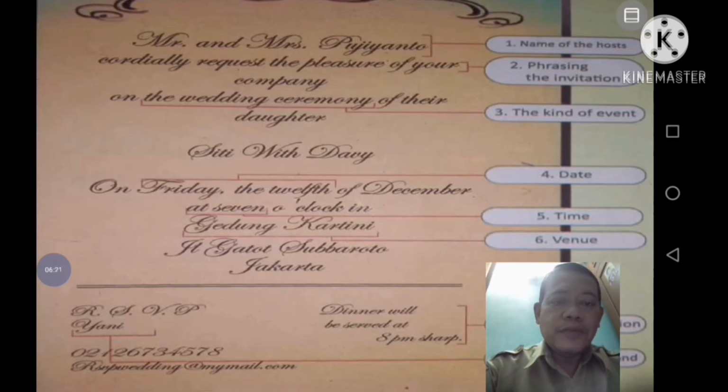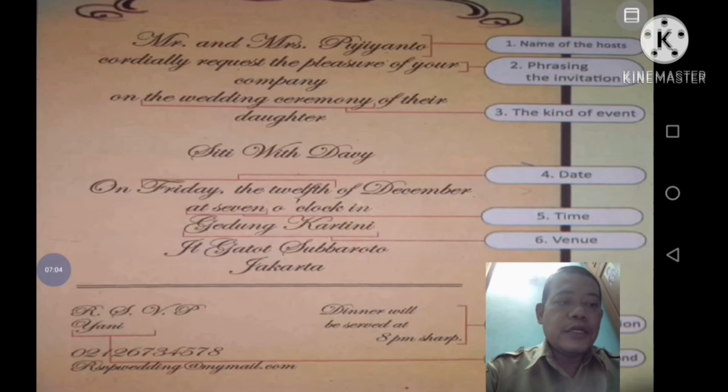And look at this. There is the abbreviation RSVP. Do you know this, students? RSVP is a word that has the function that it must be answered, it must be replied. So when this wedding invitation is sent to someone, that person must give the reply. That is very common for a wedding party card written in English.